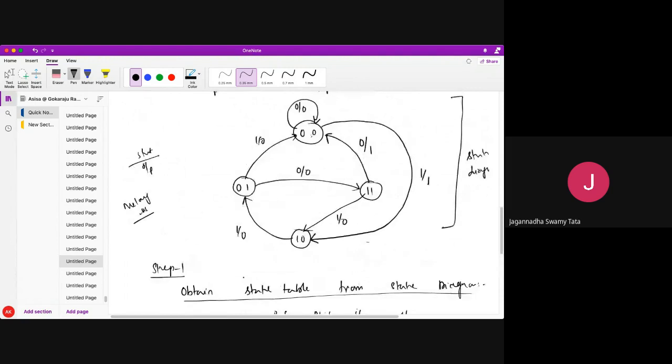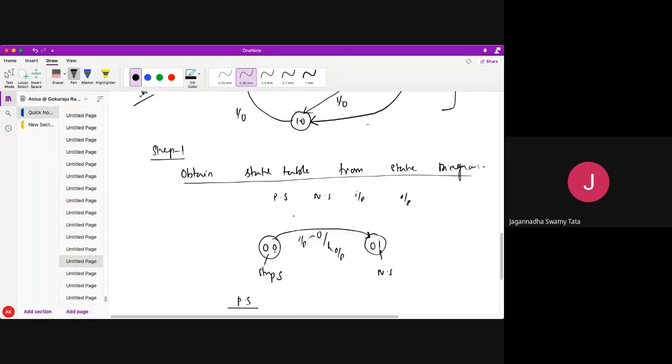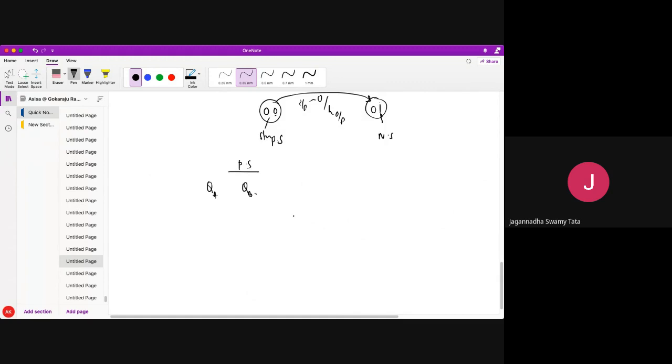Actually it has two things, 0 0, so qa qb. Okay, and next state is what? Either it is going to the same state 0 0, or else it is going to 1 0. Am I correct? It is starting from 0 0. It is either in the same state, or it is going to the next state, which is 1 0.